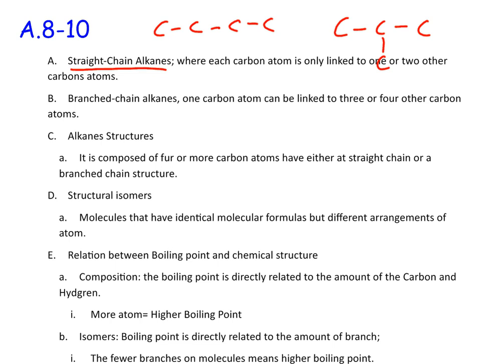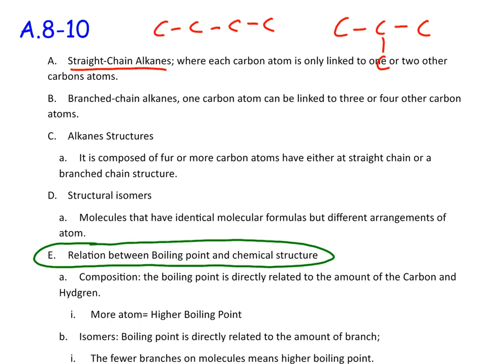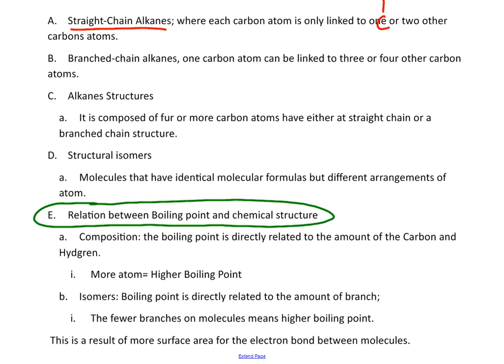Okay. Boiling points. This is a really critical thing here. The relationship between boiling point and the chemical structure. And it looks like Felix took care of this for us. So more atoms yields a higher boiling point, so the larger the molecule. And the fewer branches on the molecule give you a higher boiling point also. So the straighter the molecule is, the higher the boiling point would be also.